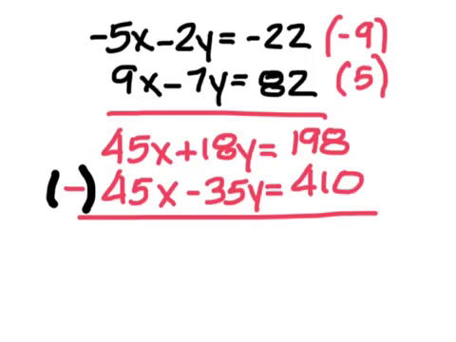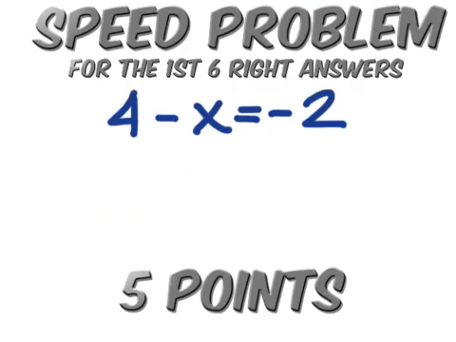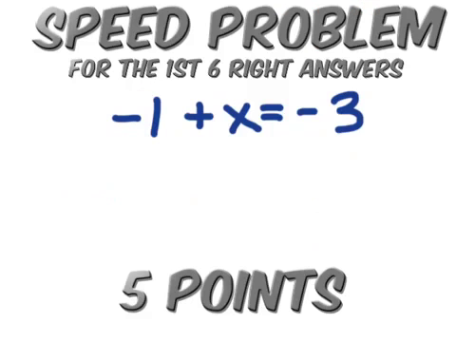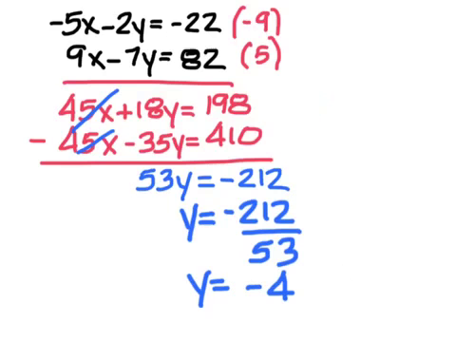The next thing I need is the result of the subtraction of those two equations. What is the result of subtracting those two equations? If you have 53y equals negative 212, then come on up. All I need from you now is the answer for y. To the first 6. If you have negative 4 for your answer, then come on up.